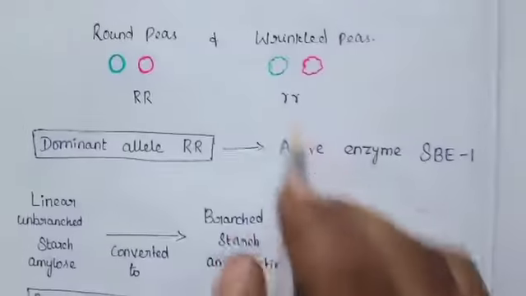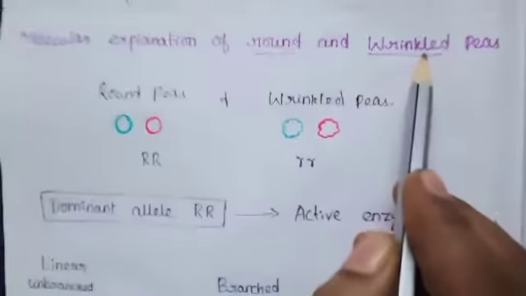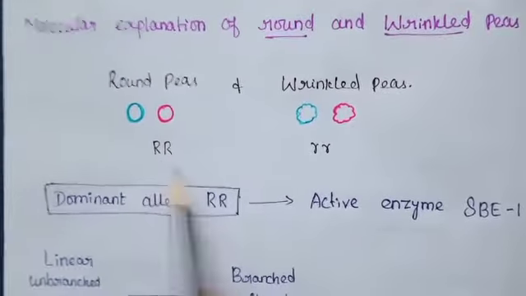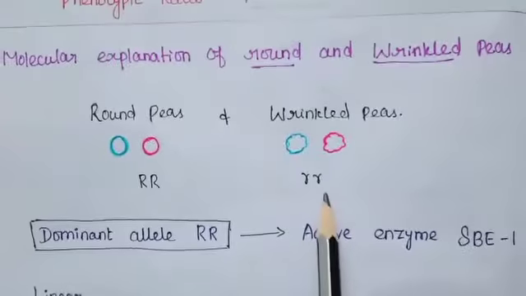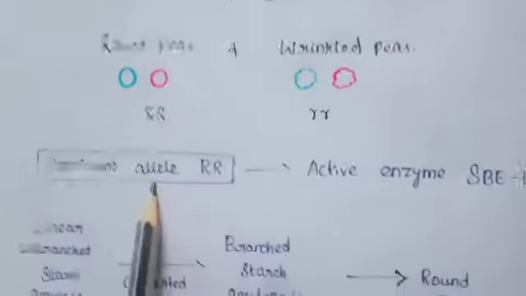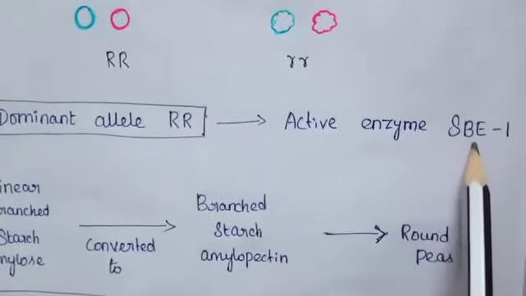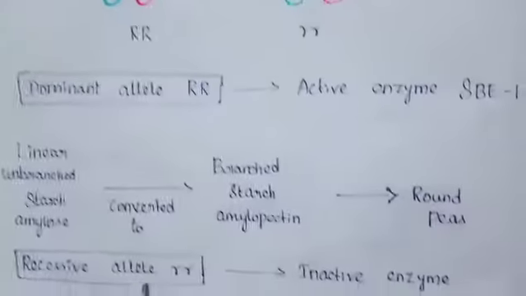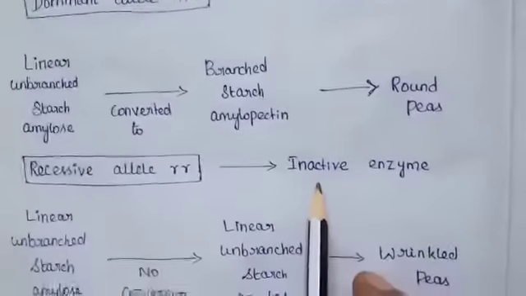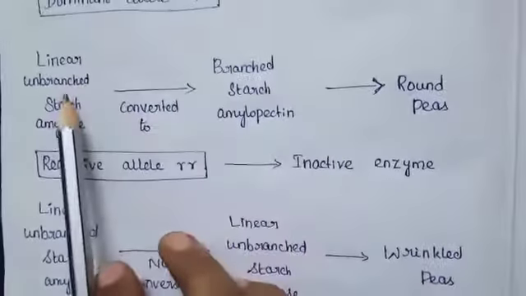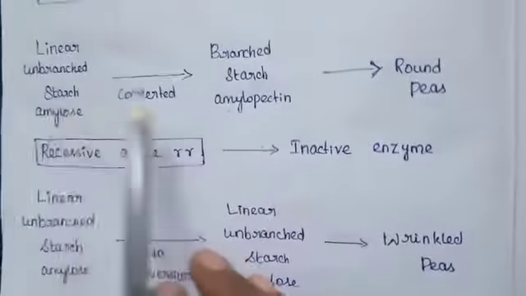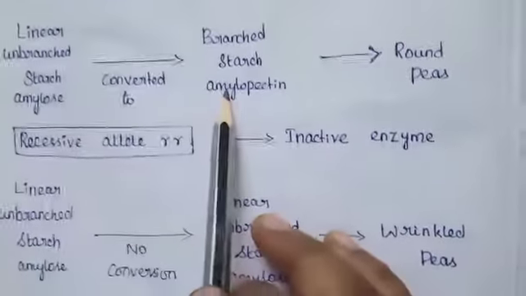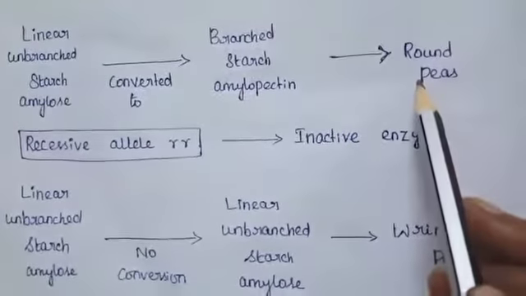Next, the molecular explanation of round and wrinkled peas. Round peas are denoted by capital R, wrinkled peas by small r. The capital R dominant allele gives an active enzyme, SBE, which means starch branching enzyme 1. In the dominant allele, linear unbranched starch amylose is converted into branched starch amylopectin. So here the conversion is present, and the peas are round in nature.